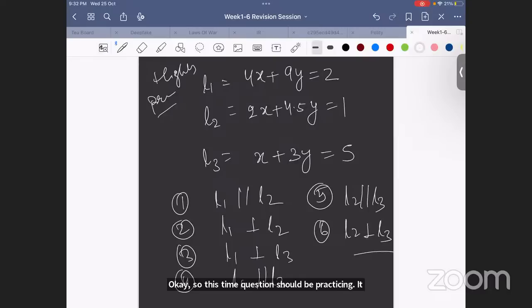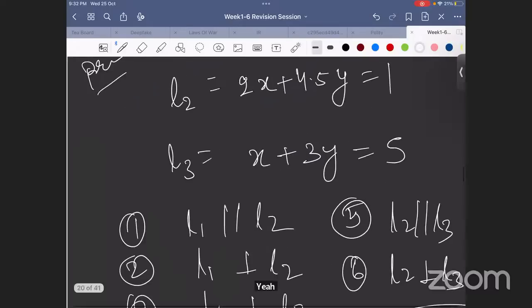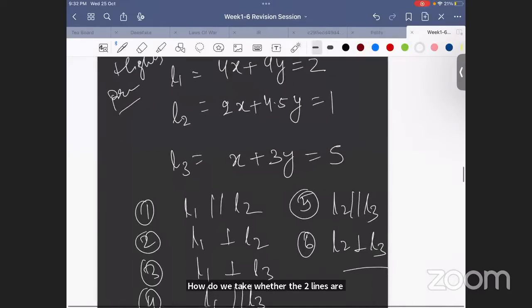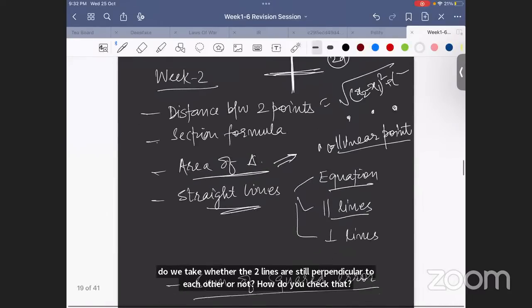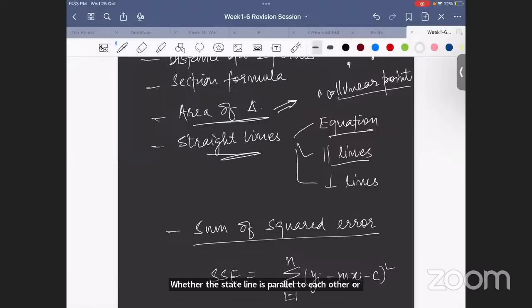You should know how to calculate the slope from an equation, how to check whether two straight lines are parallel, and how to check whether two lines are perpendicular to each other. How do you calculate the slope of any straight line? It is minus A divided by B. For parallel lines, both slopes should be the same.